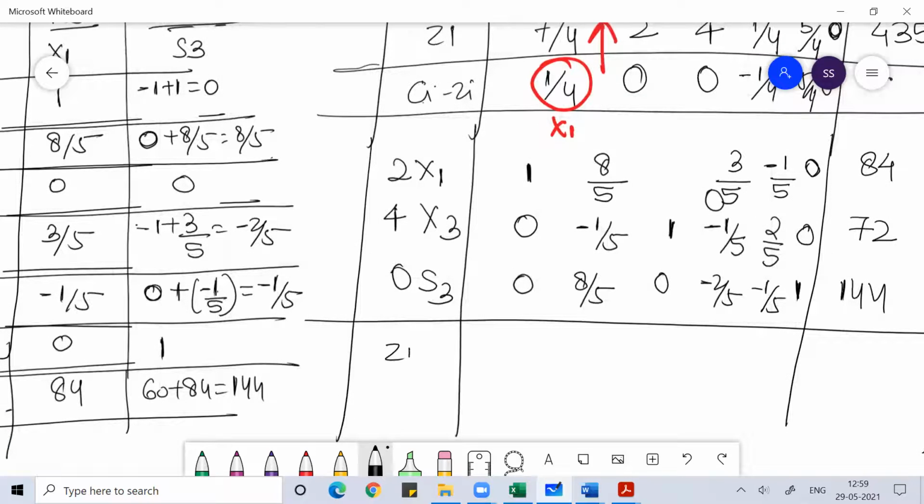Then we'll find the Zi value. Now we'll find the Zi value. Zi for this is 2. This is 16 minus 4. 16 minus 4 was what? 12. This is 12 by 5.